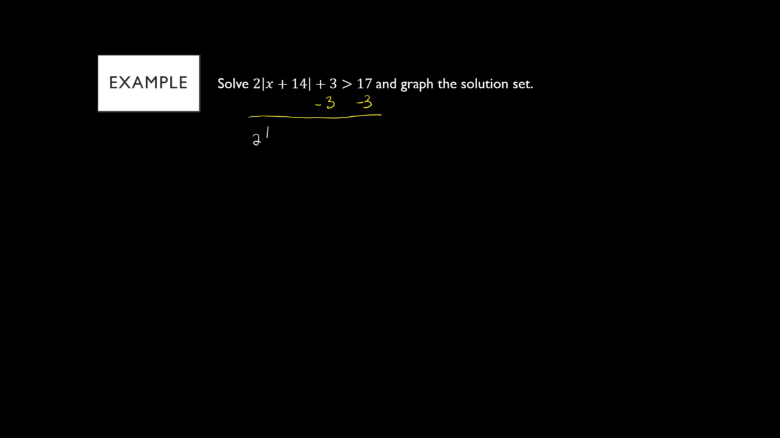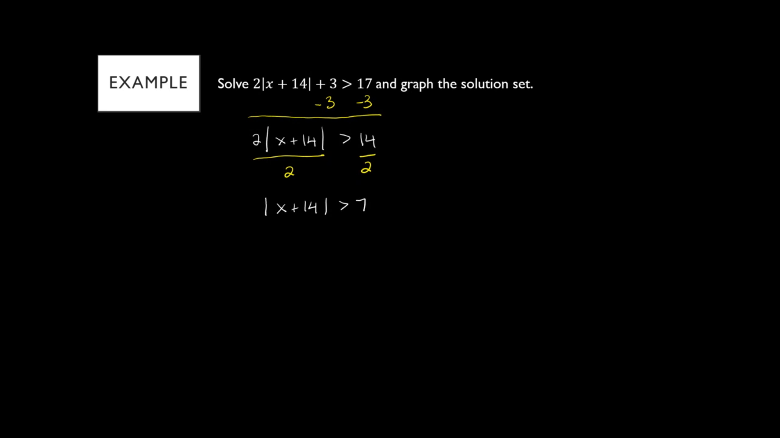So I have 2 times the absolute value of x plus 14 greater than 14. Now I need to divide both sides by 2 because I've got that 2 in front of the absolute value. So that gives us the absolute value of x plus 14 is greater than 7.